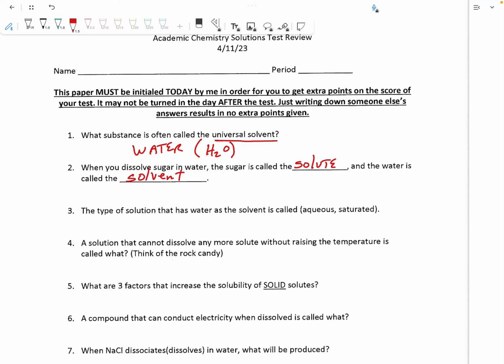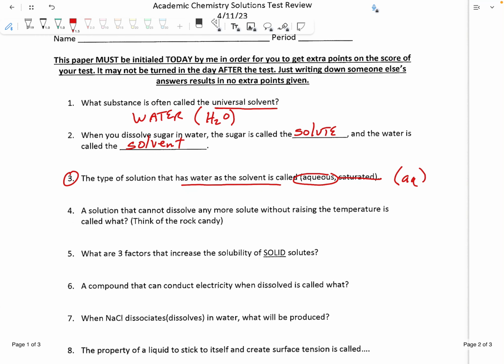So this one here, number three, we talked about it briefly. A type of solution that water is the solvent, it is not what we call saturated, everyone. It's called aqueous. And you'll see that in an equation, you'll see an A and a Q for aqueous. So water as a solvent is called aqueous.